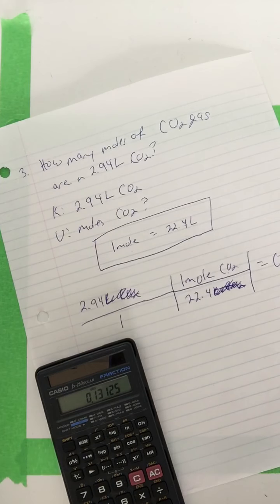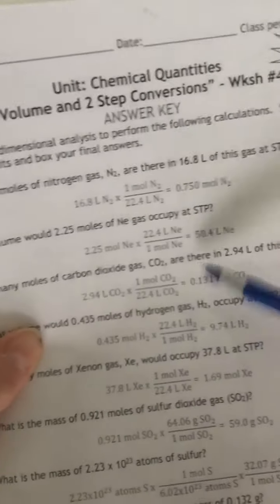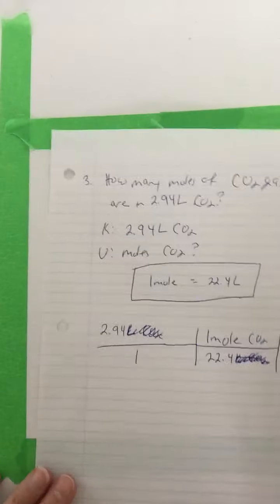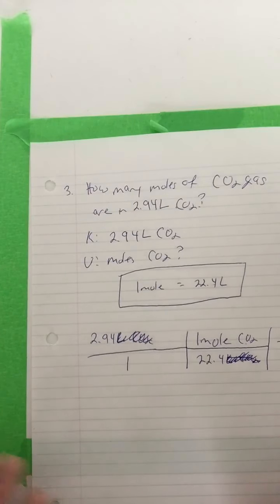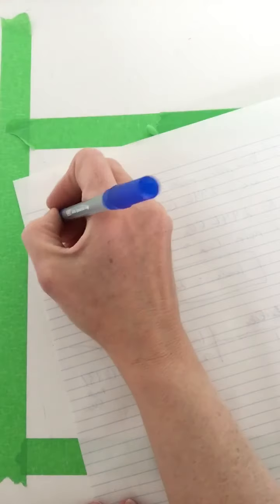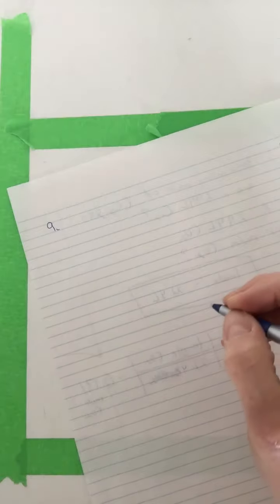All right, let's see if we got it right. We'll flip over to the question. You can see right here, 0.131 moles of CO2. So good. We got that one right. So that's how we did number 3. Now I'm going to do a double conversion with you so you can see things can get a little harder, but it's still the same method. So I'm going to do number 9 with you from the bottom.